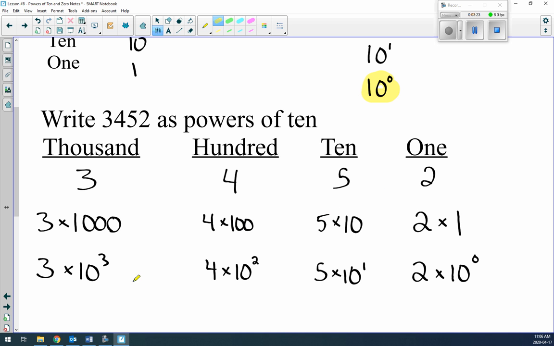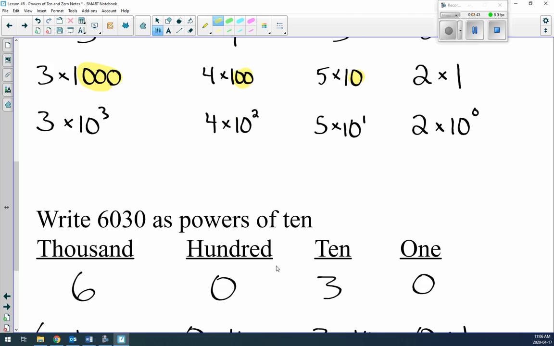And how do we write 2? 2 times 1. Now we want to break this 1,000 down into a power of 10. So 10 to how many zeros are here? There were 3 zeros, so 10 to the 3. 4 times 10 to the 2. Remember, there's 2 zeros up here. 5 times 10 to the 1. There's 1 zero. And 2 times 10 to the 0. Because how many zeros are up here? None.